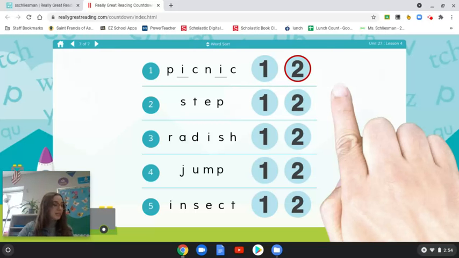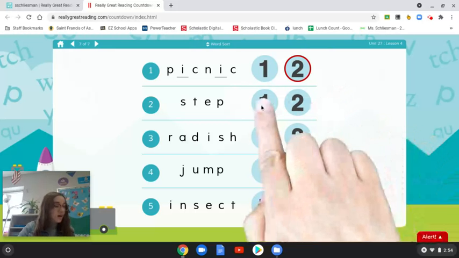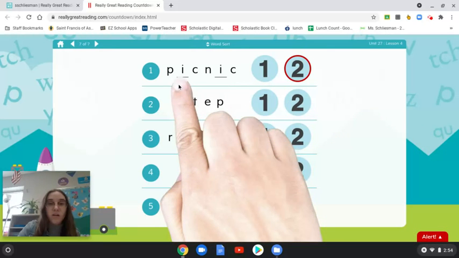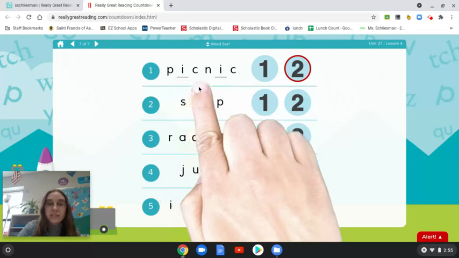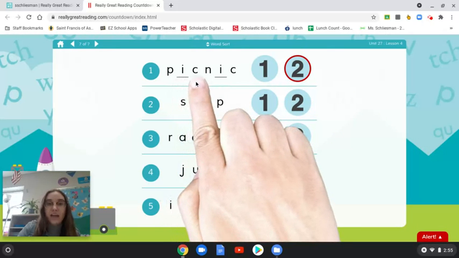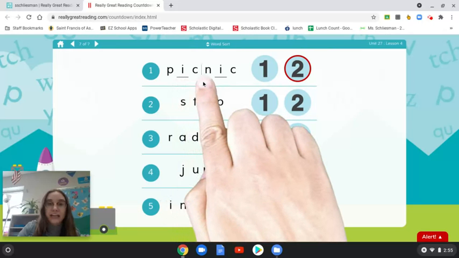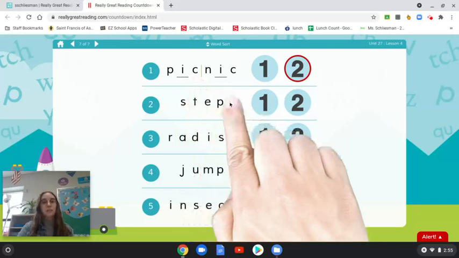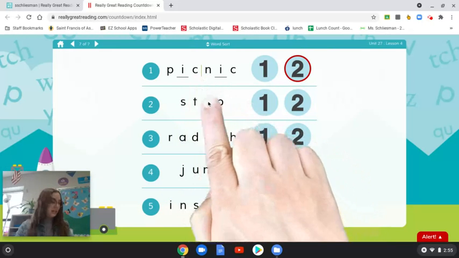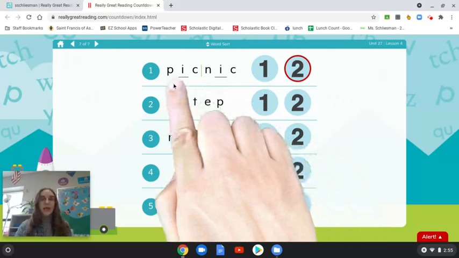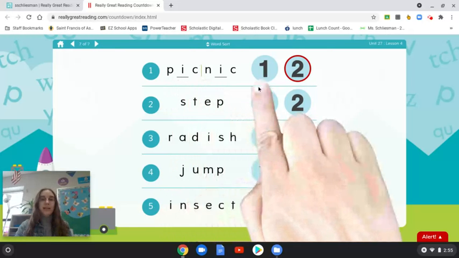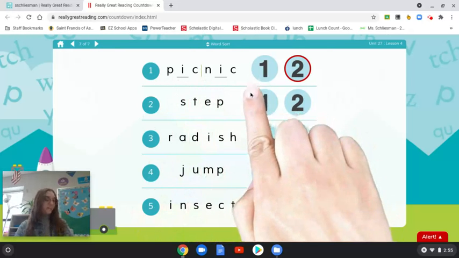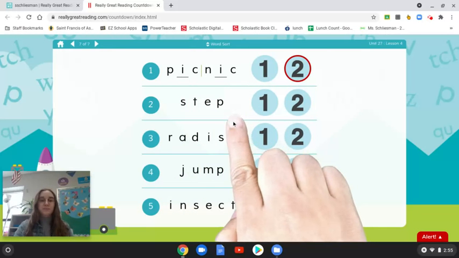I'm going to make sure that each syllable has a consonant at the end, so it's a closed syllable. So I'm going to look at my first vowel. I need to make sure there is a consonant after that vowel, and then I can put my line in between it. That way I'm making sure that it is a closed syllable. Good. Now this word is picnic. Let's do the next one together.